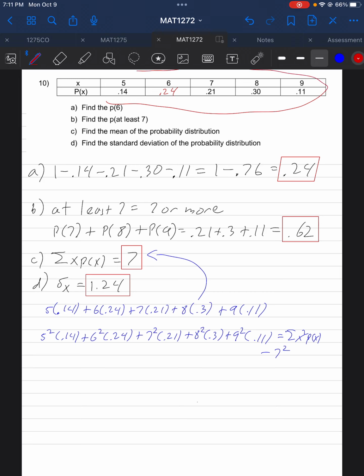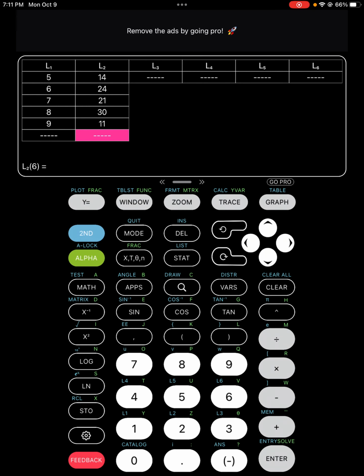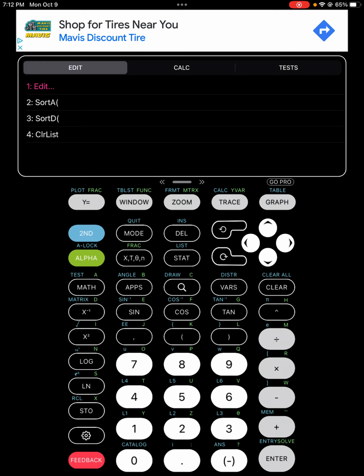In order to use a calculator, we can input these values into L1 and L2 and calculate one variable statistics. So let's take a look. In stat and edit, in L1, I put in 5, 6, 7, 8, 9, the outcomes. Take note, for this emulator, it did not let me put in 0.14, 0.24, 0.21, 0.3, and 0.11. In your TI-84 calculator, it will, so that's what I want you to put in. I had to fudge it for this calculator in order to make it work.